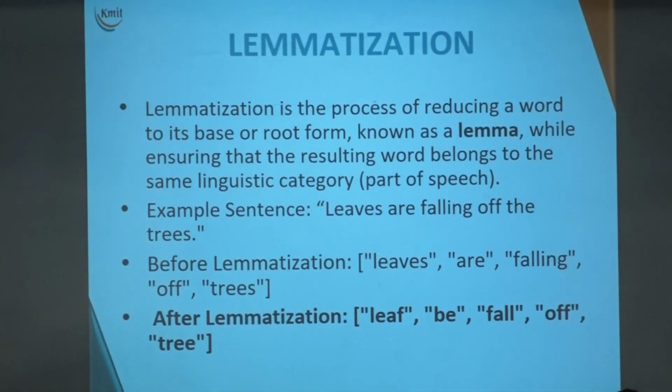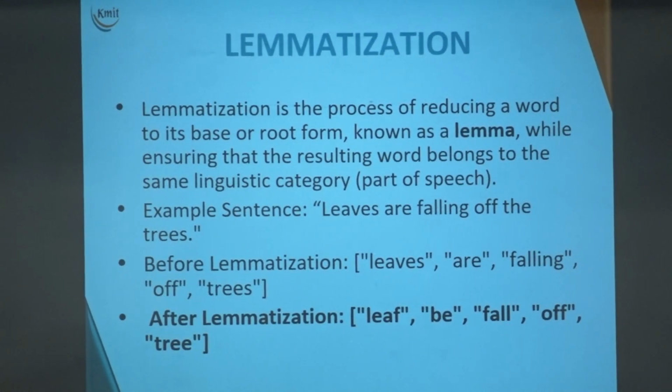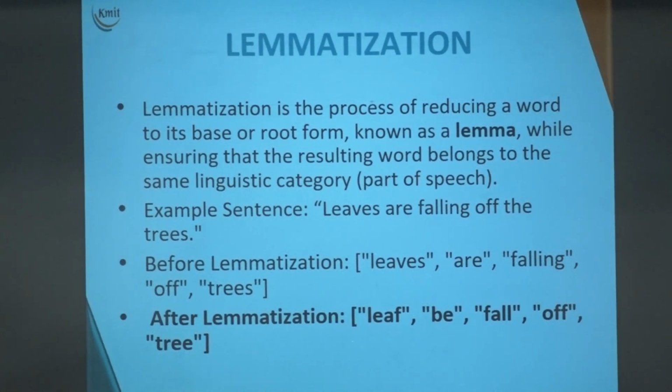How many tokens will be generated, guys? How many tokens? 5 tokens. Can you read out? Leaves are falling off trees. So, leaves lemma will be what? Leaf. Are, be. That is, are, was, they are there. Be. Okay, be is the lemma. And falling, fall. Okay, trees, tree. Plural is converted into its singular natural form, lemma. So that's how the lemmatization process is happening.